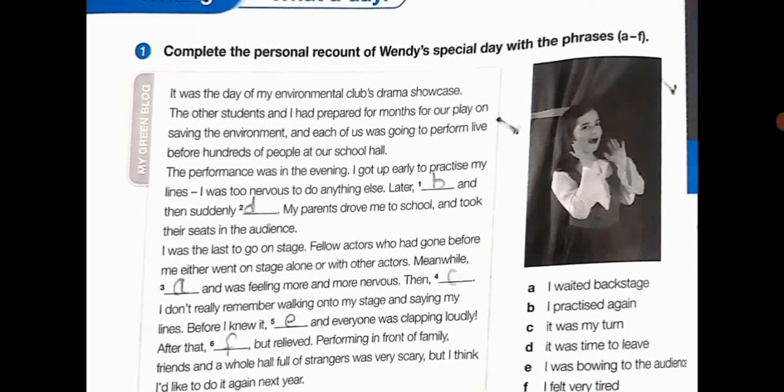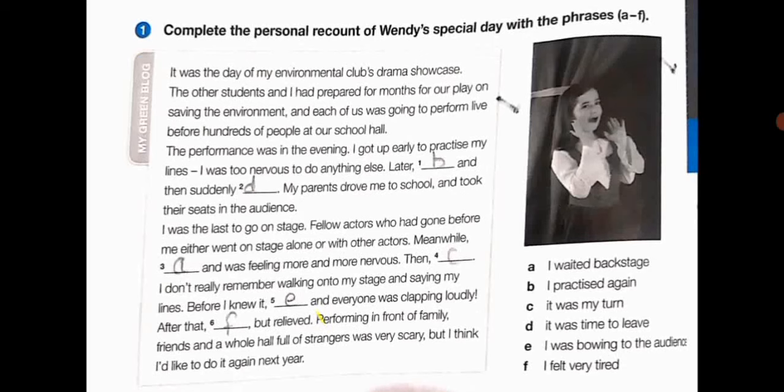Meanwhile, I waited backstage and was feeling more and more nervous. Then C. It was my turn. I don't really remember walking onto my stage and saying my lines. Before I knew it, E. I was bowing to the audience and everyone was clapping loudly. After that, F. I felt really tired but relieved, okay?